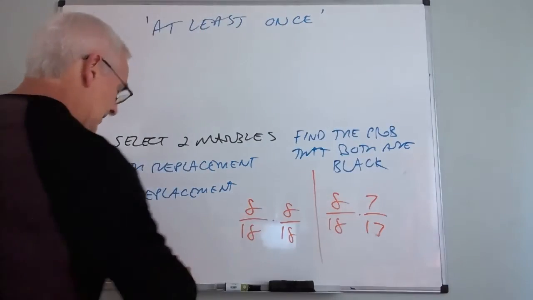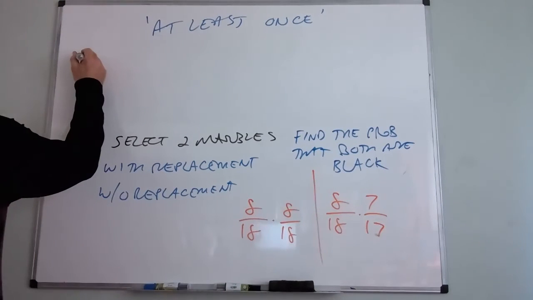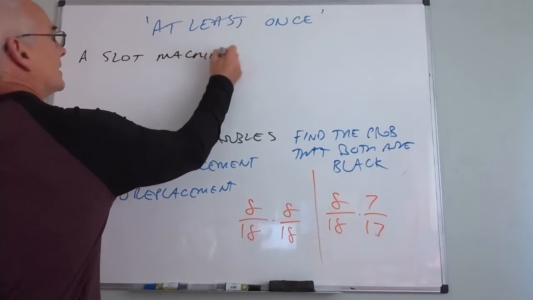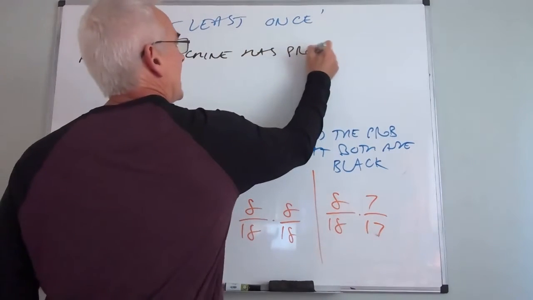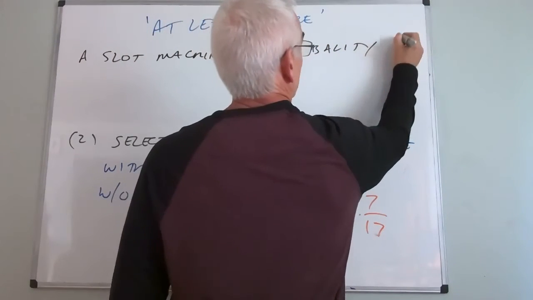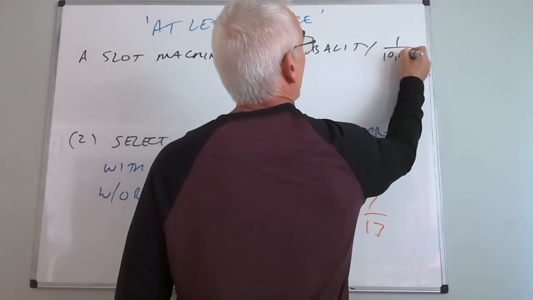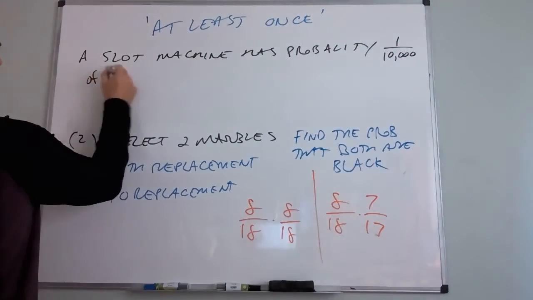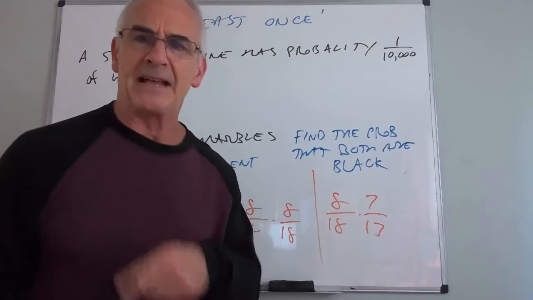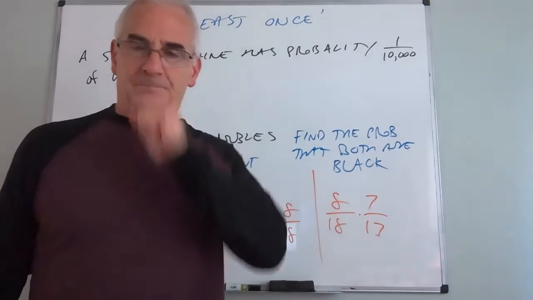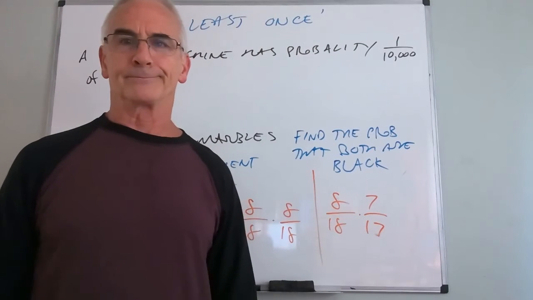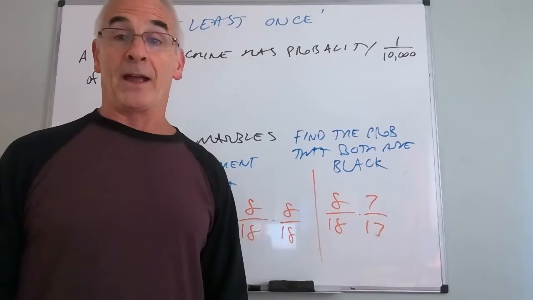So you're going to play at a slot machine. Let's say a slot machine has probability, let's say, I'll keep it really simple, 1 in 10,000 of winning. Okay, let's keep it really small. Does that mean if you play 10,000 times, you're going to win? Anybody want to try that one? If I play 10,000 times, I'm going to win? Not necessarily. Not necessarily. By the way, I might lose every time.